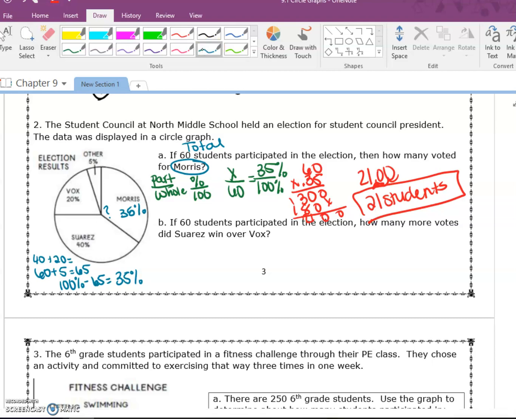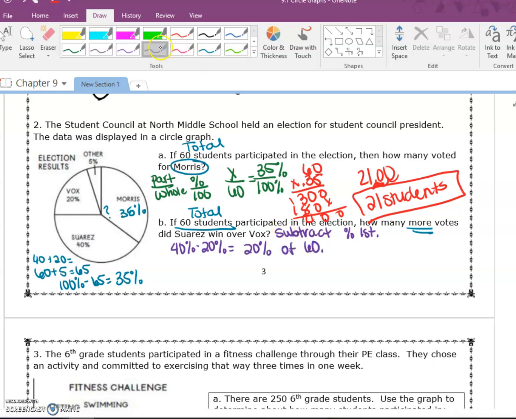And then B, if 60 students participate in the election, so this is still our total, how many more votes did Suarez win over Vox? So we're having how many more, so how many more means I'm going to be subtracting. So this is a subtraction problem. So you can always subtract your percents first and then solve for that number. So I have 40% minus 20%, which is 20%.